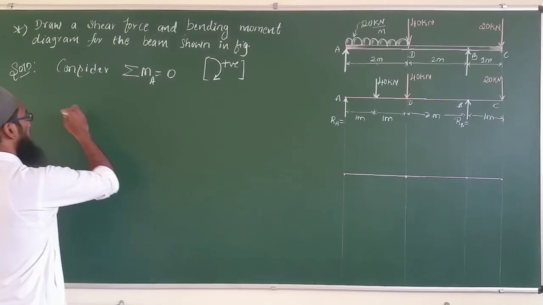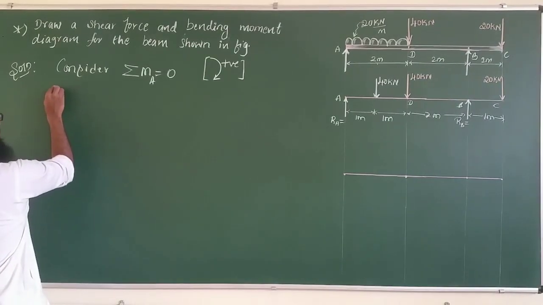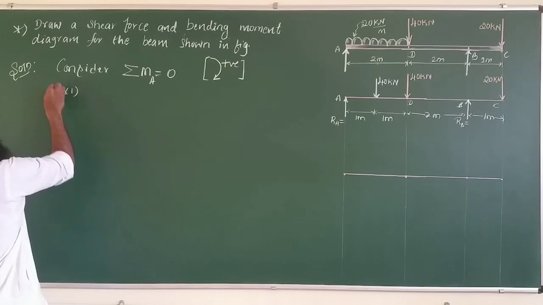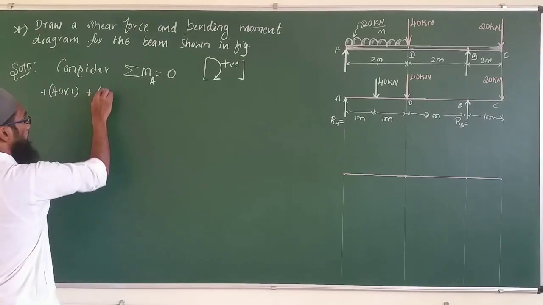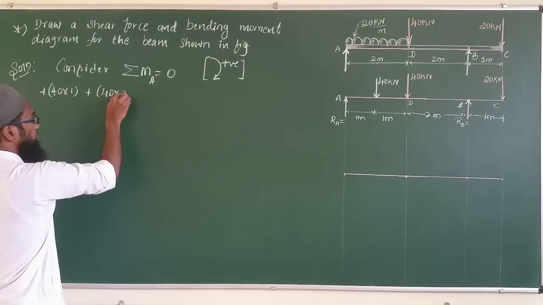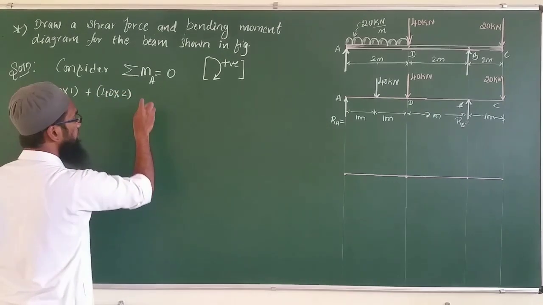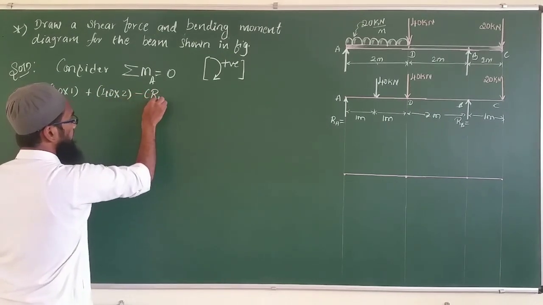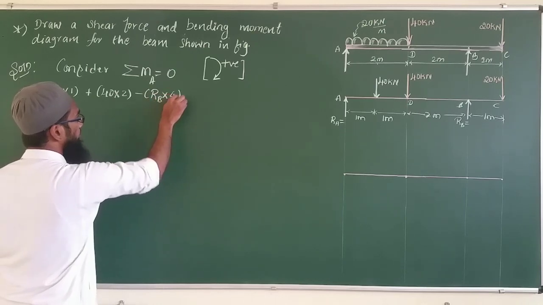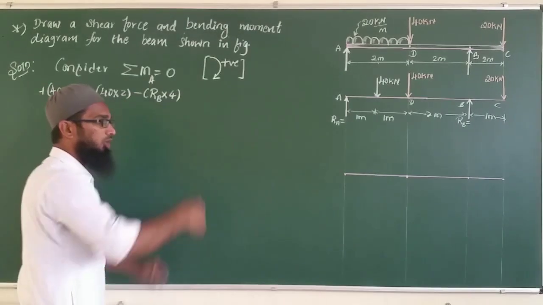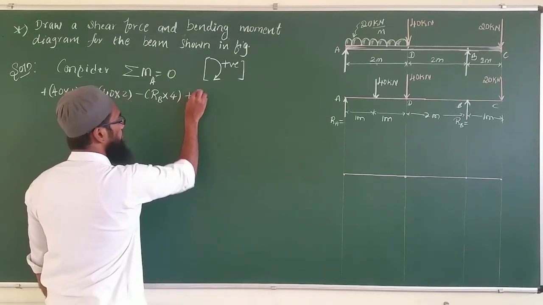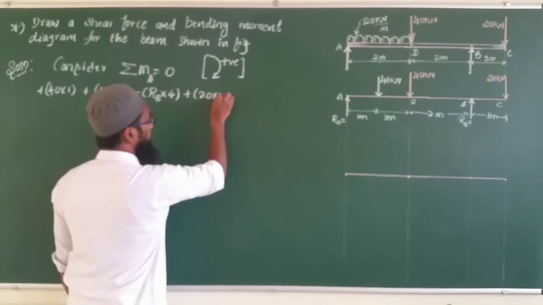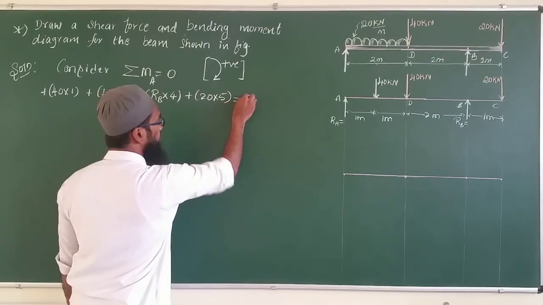Now I will write the values over here. That gives 40 into 1 meter, that is a plus. Again the second point load, that is 40 into 2, where 2 is the total distance here. The third one is reaction at B, and the distance is 4. I have taken minus because of the counterclockwise rotation with respect to A. The last one, 20 into 5, that is the total distance, and equal to 0.